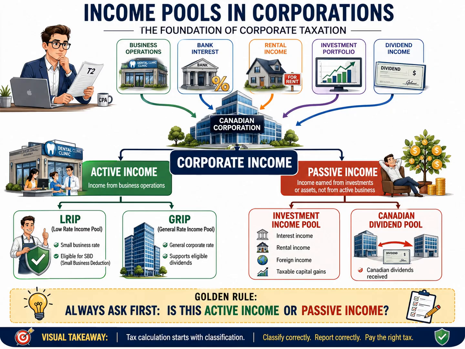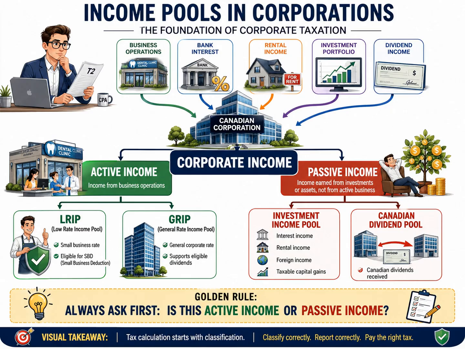The first step in corporate taxation is always classification. Every dollar earned by a corporation must be placed into one of two major categories: active income or passive income. On the left side, we have active income. This is income earned from running the actual business, such as operating a dental clinic, retail store, consulting practice, or any other business activity. Active income is further divided into two tax pools.